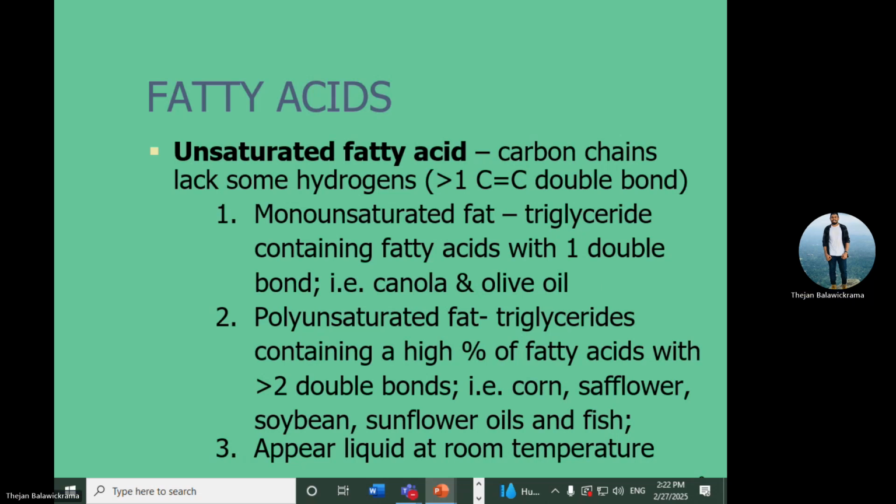Remember, the saturated version is solid at room temperature. Unsaturated ones are liquid at room temperature. So physically, that is what we see. Sunflower oil, soybean oil, liquids, we know that. Clear?